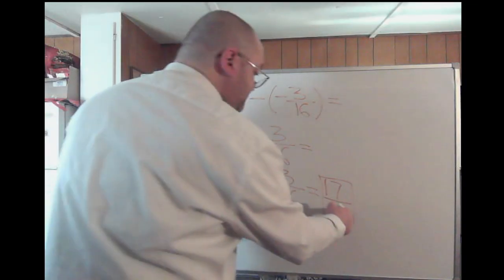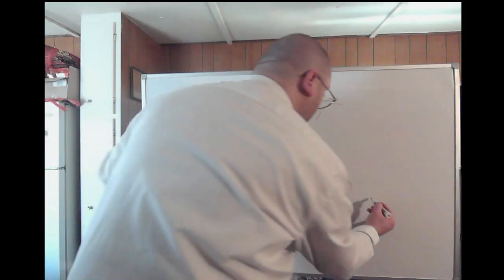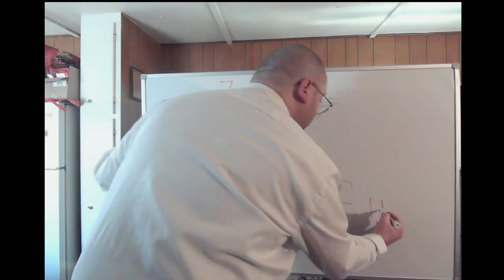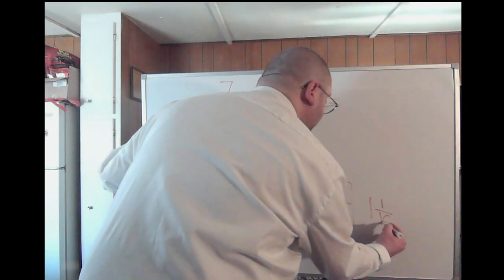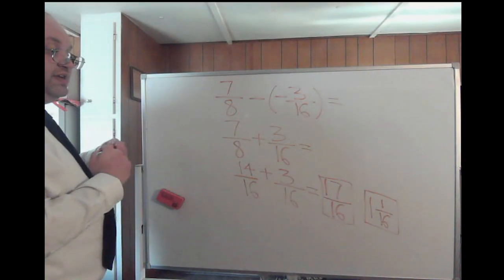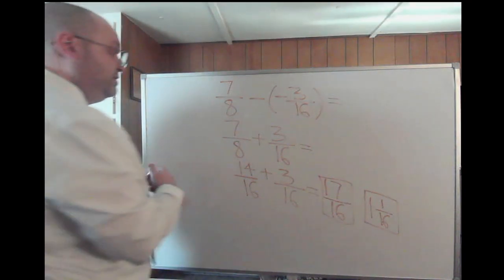Well, 16 goes into 17 how many times? One time. And then you'll have a remainder of 1 left over, and then the denominator is 16. So you also could write this as 1 and 1/16. Either answer would be acceptable.